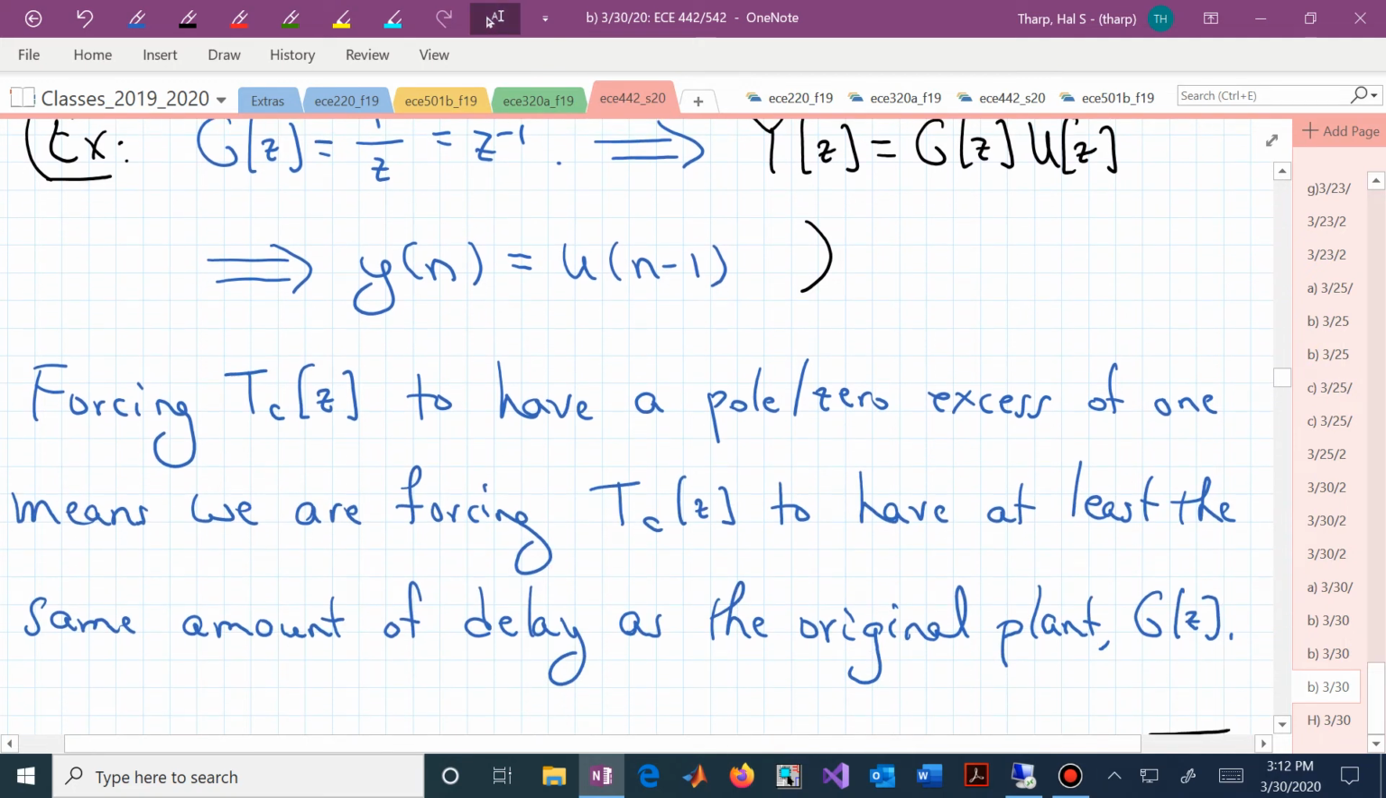By forcing our desired closed loop transfer function T sub C of Z to have a pole zero excess of 1, we are forcing that desired closed loop transfer function to have at least the same amount of delay as the original plant. We can't remove delay with our controller. Doing that actually would say that we can predict the future, and we can't. So restriction 1 says T sub C of Z, the desired closed loop transfer function, has to possess the same or more pole zero excess as the original plant G of Z.